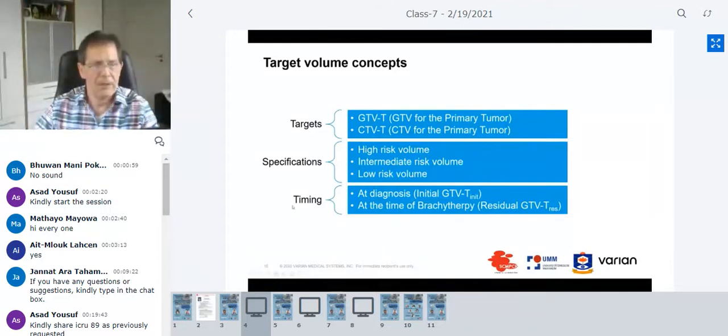And what is also important is the timing. So there's the time at diagnosis. There, the initial GTV is contoured and evaluated. And then there is the time of brachytherapy, which is then the residual GTV. And during the course of external beam, the tumor shrinks roughly about 70% of the volume. So the area that you treat, or the residual GTV, is much smaller when you start with your brachytherapy scheme.